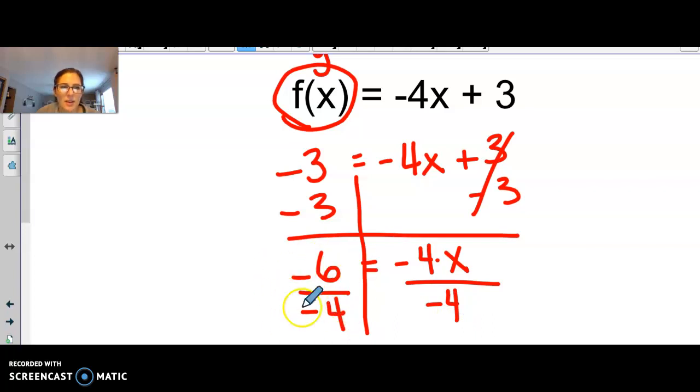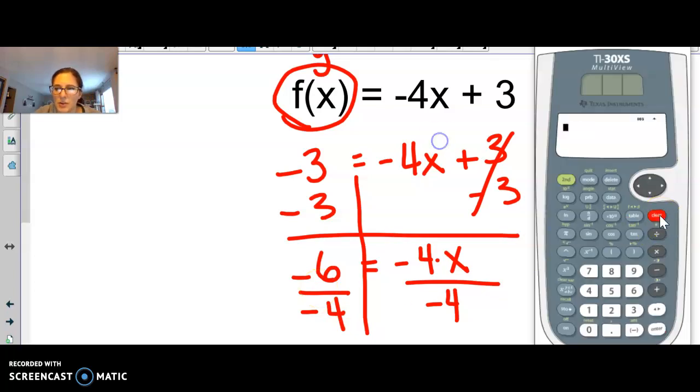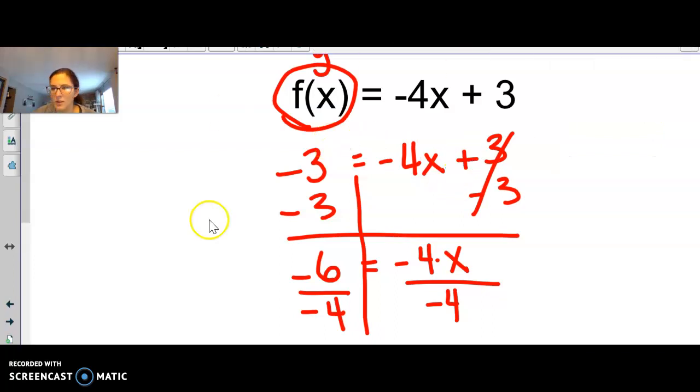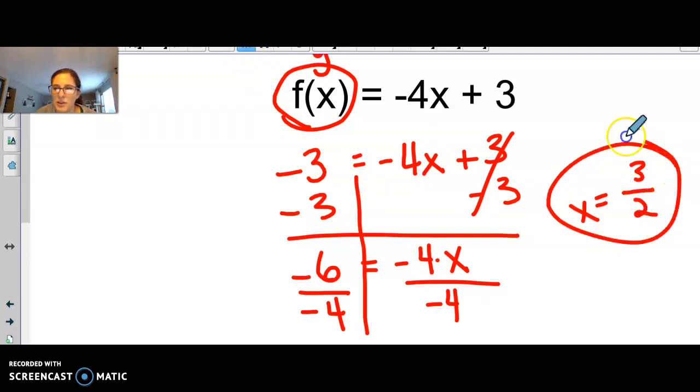Okay, and this doesn't come out nicely, so we're just going to simplify it on the calculator. This is a good refresher. Remember, you can use your fraction button. We've got -6 on top, -4 on the bottom, and all you have to do is hit enter and it will simplify it for you. So this one actually comes out to 3/2. Let's get back here. So this one, my answer, is that X equals 3/2. And you can get fractions.